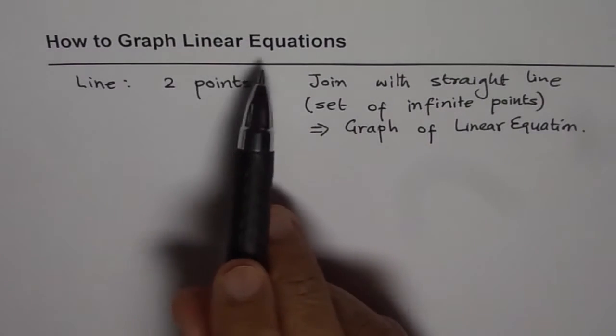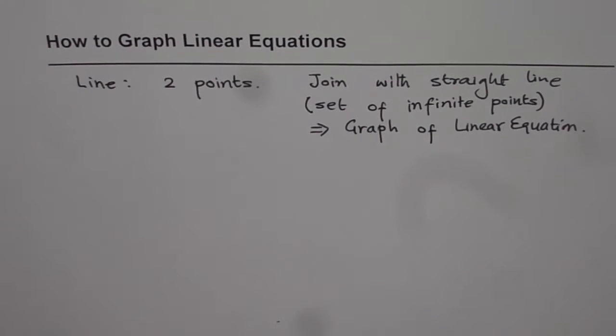So whenever a linear equation is given to us, we are trying to find 2 points, plot them on our coordinate plane, and join them with a solid line. These are the steps to be followed. So we'll take simple examples to understand the techniques.